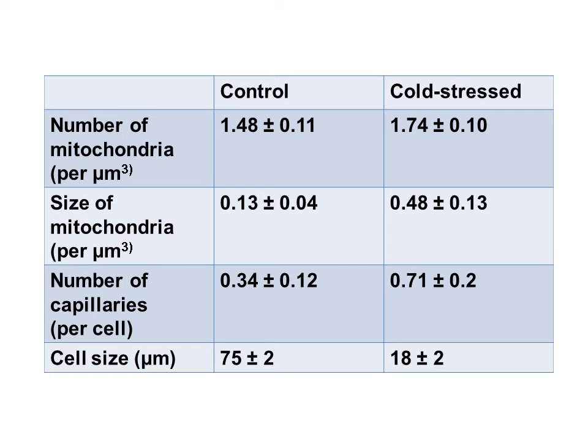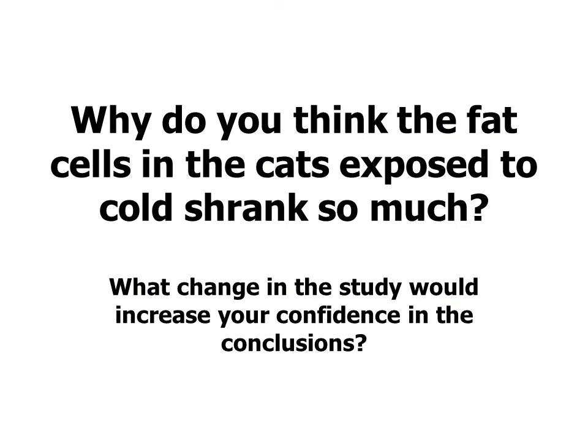The researchers used a single manipulation, exposure to cold, and then observed the consequences. This made it straightforward for drawing conclusions. Cold stress caused a change in fat cells. In the animals exposed to cold, the mitochondria became more numerous with each tripling in size. The number of blood vessels doubled, and the fat cell size was reduced to less than a quarter of the size found in the cells of the control group animals. So why do you think the fat cells in the cats exposed to cold shrank so much? And what change in the study would increase your confidence in the conclusions?